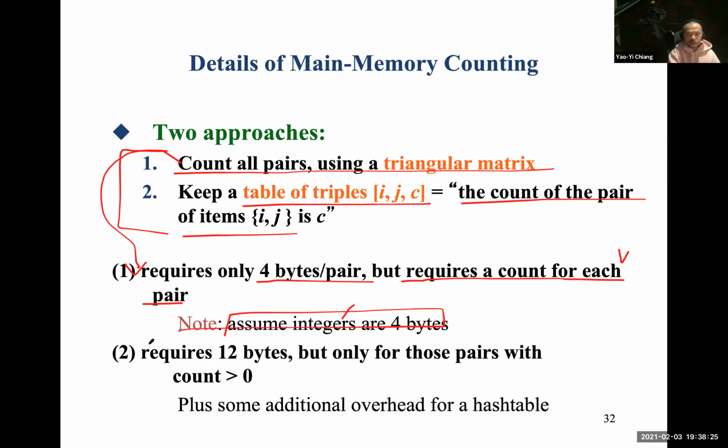Look at the second approach. The second approach is we are going to keep a table, key value pairs. This is your key. This is your value. But this time, because we have the key, we are not going to initiate a counter for every pair. We only initiate a counter for the pairs with count larger than 0. Okay. Then we need some overhead for a hash table.